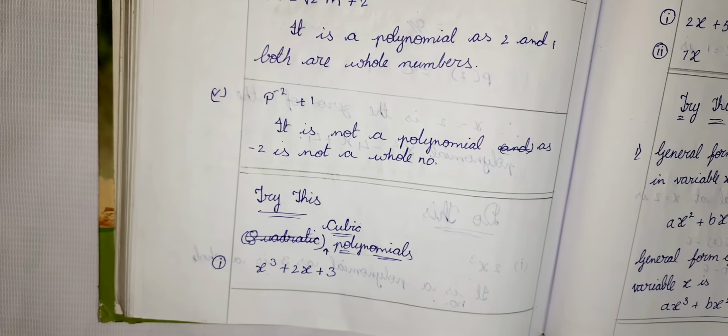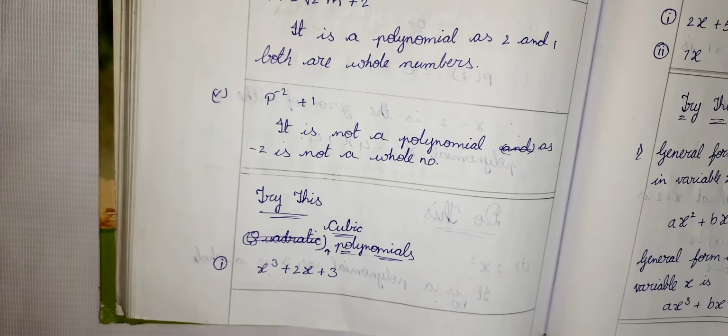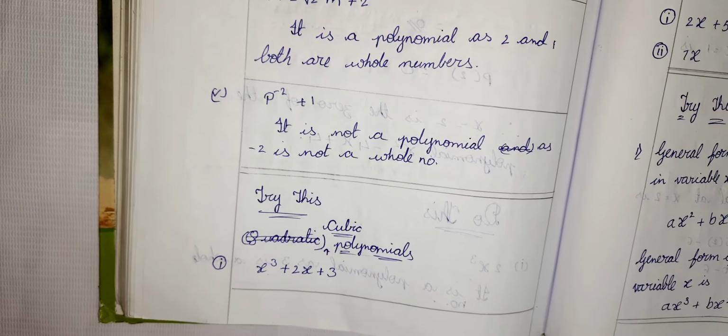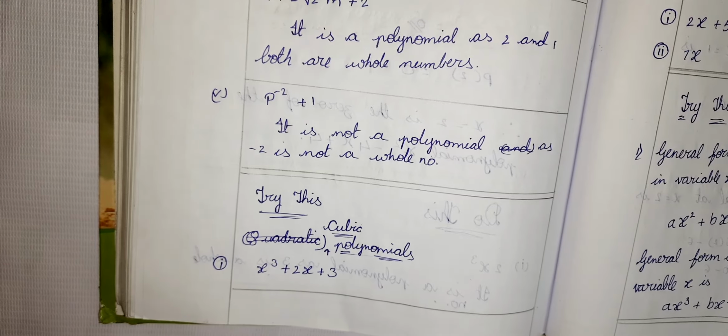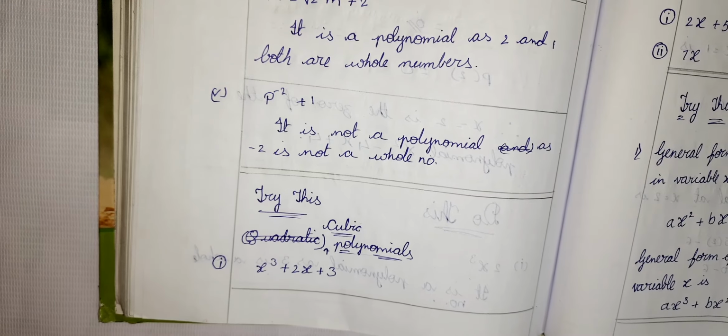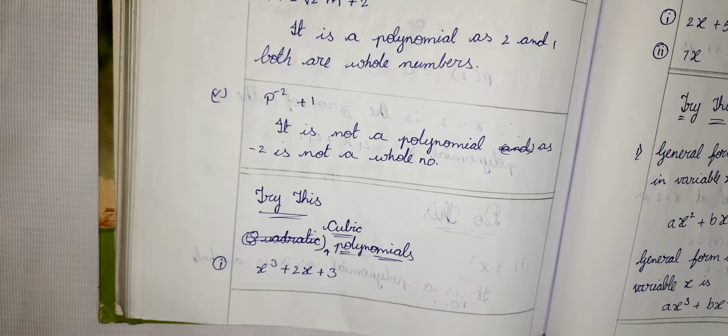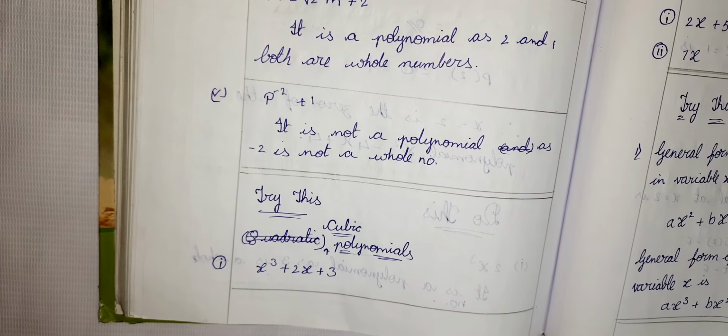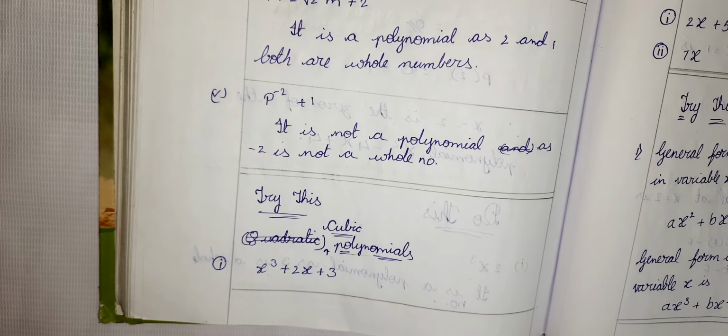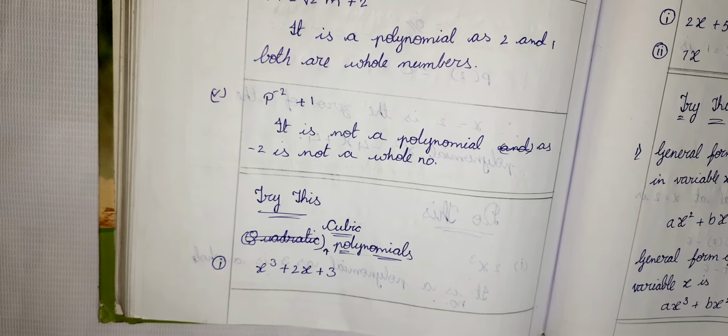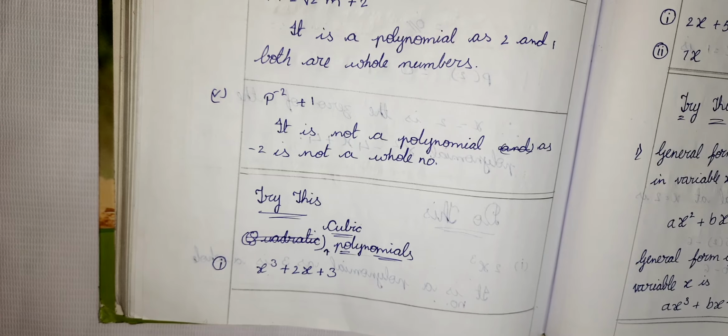Now let us see types of polynomials. Based on the degree of the polynomial, we define the type of polynomial. Suppose the degree of a polynomial is 3, we call it a cubic polynomial. If the degree is 2, we call it a quadratic polynomial. If the degree is 1, we call it a linear polynomial. And if the degree is 0, it is a constant polynomial, is it not?